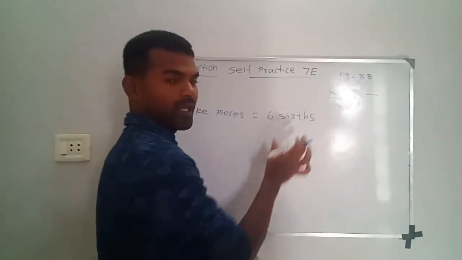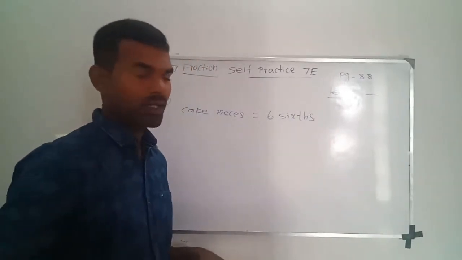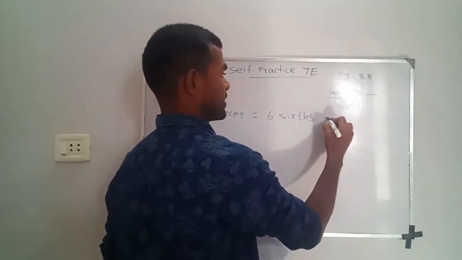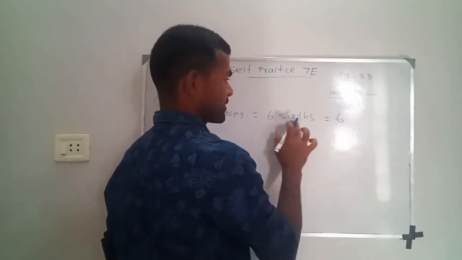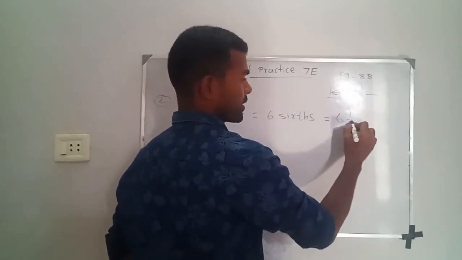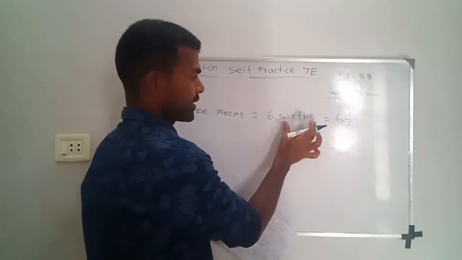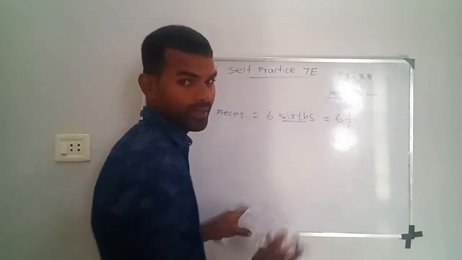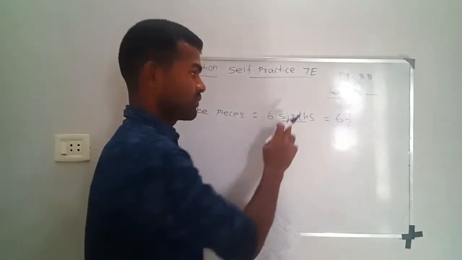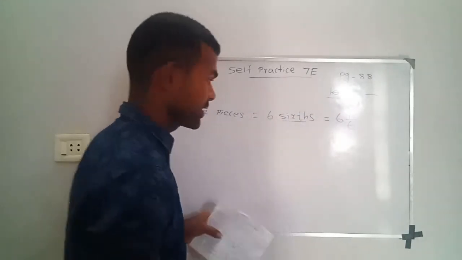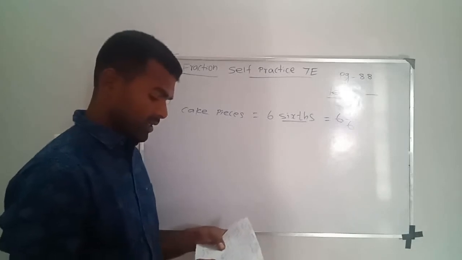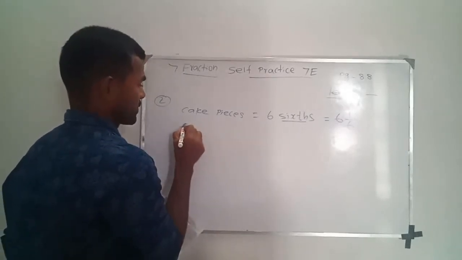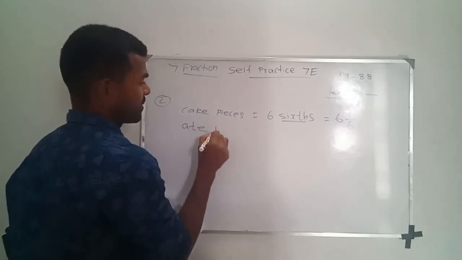You know sixth means 1 by 6. They gave it here with the word, so instead of sixth you write 1 by 6. Got it? Sixth means 1 by 6. Next, see the question. He and his friends ate, you know, 8 pieces.